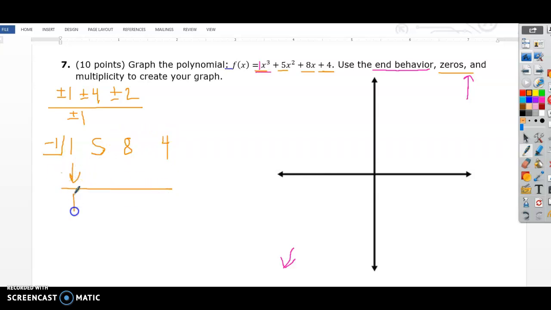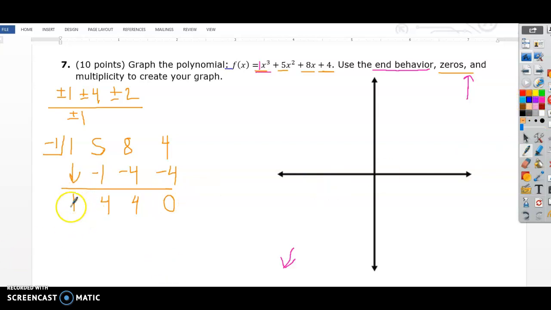Bring down the 1. Negative 1 times 1 is negative 1. 5 minus 1 is 4. 4 times negative 1 is negative 4. 8 minus 4 is 4. 4 times negative 1 is minus 4. Since my remainder is 0, based on the remainder theorem, that means it is a factor.